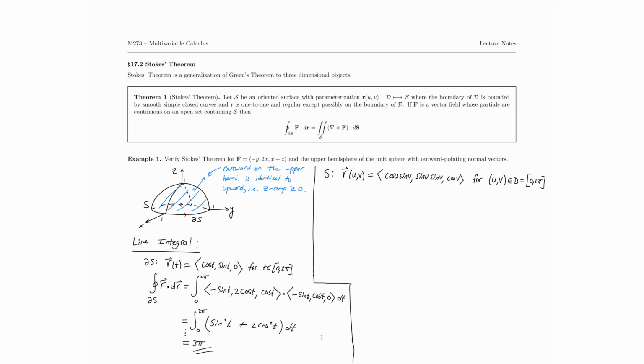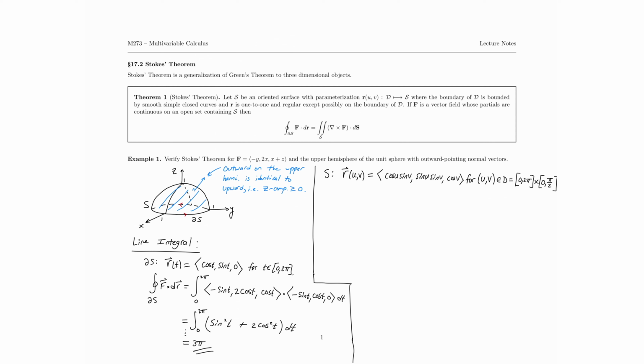run out of room here, crossed with 0 to pi over 2, right? This angle v, which is playing the role of phi, we want to go to a maximum of a right angle, pi over 2. u, playing the role of theta, right? We want to go all the way around, so that's going to be 0 to 2 pi.